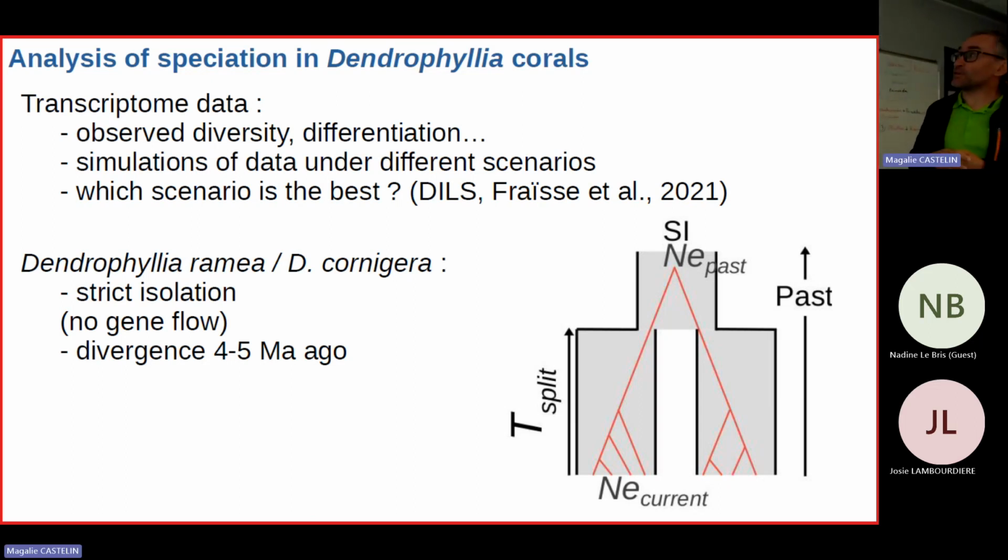So in the case of Dendrophyllia, the best scenario was the simplest. It was strict isolation. That means that we have the separation, we don't have current gene flow, so no more hybridization. And the interest is that you can also get estimates of some parameters. For example, we can try to estimate the date at which we had a divergence among our samples, and in this case, it was 4 or 5 million years ago.